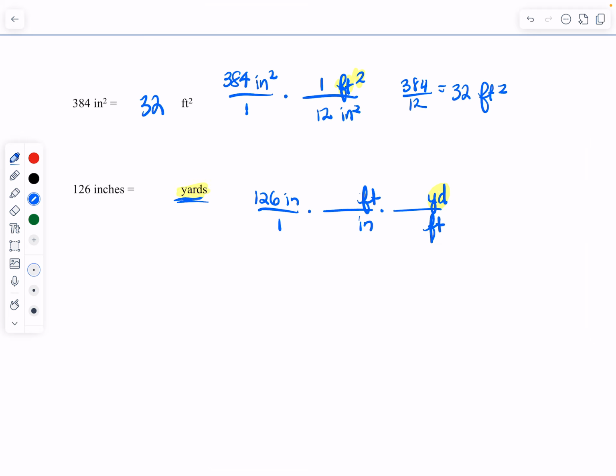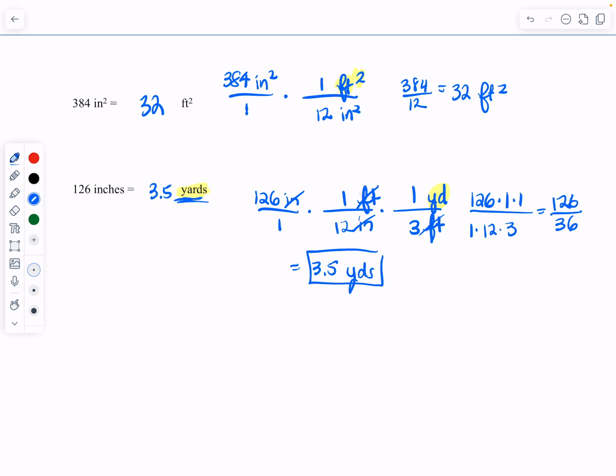Okay, so let's fill this out. There are 12 inches in a foot, and there are 3 feet in 1 yard. Okay, so I get this. Inches cancel out, feet cancel out. I get 126 times 1 times 1 over 1 times 12 times 3. Okay, so when I do that math, I get 126 over 36, and that equals 3.5. So the answer is going to be 3.5 yards. Okay, so you had to do a little bit more work with that one, but that's how you would do a conversion from inches to yards.